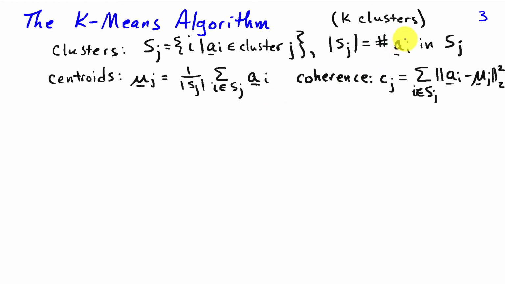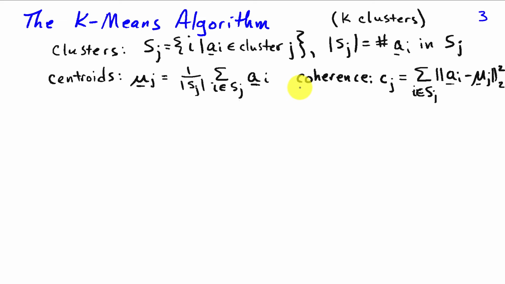The k-means algorithm is an iterative approach to finding clusters. And in this case, we're going to assume that there are k clusters. We'll let these clusters be denoted by S j, and we put an index i in cluster j if the corresponding data vector a sub i is identified with that cluster. The cardinality, or the number of elements in S j, we'll write that as the absolute value sign around the set S j. We'll define the centroid as the average of the data vectors in the cluster.